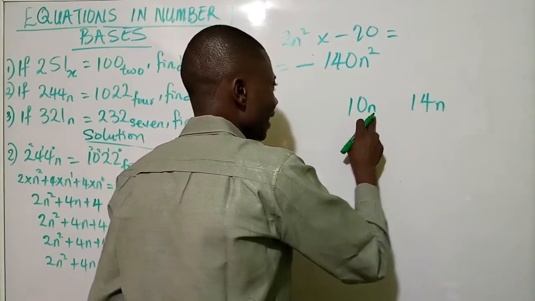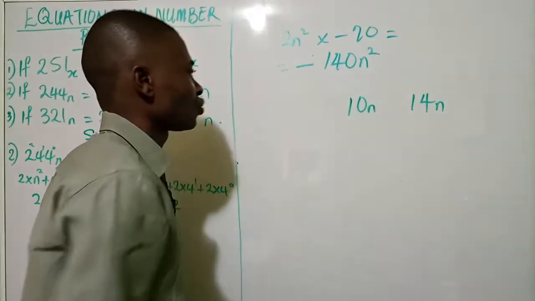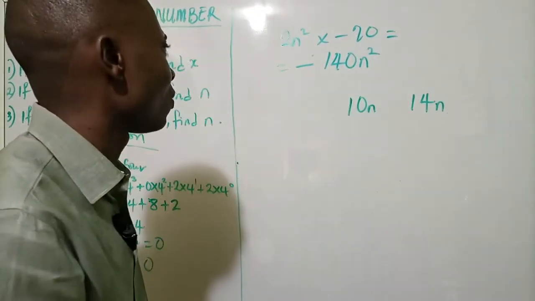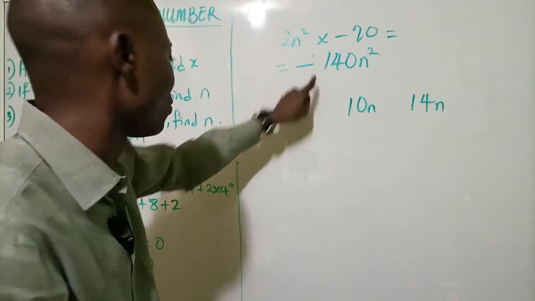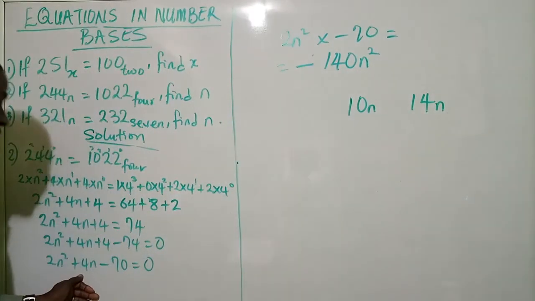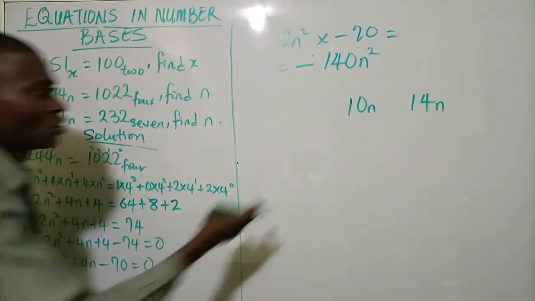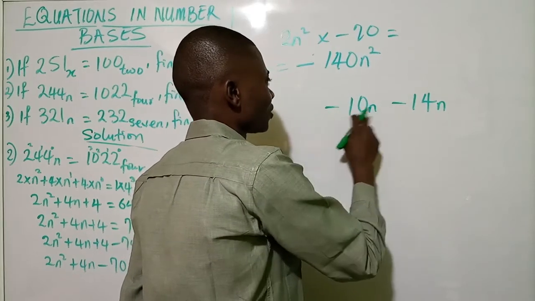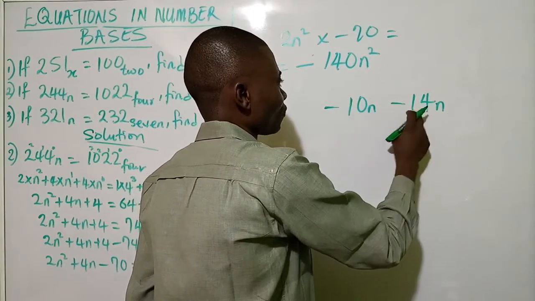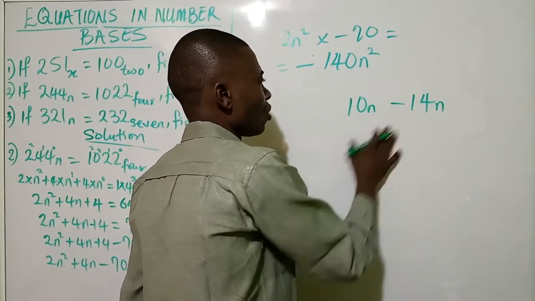Good. 10n times 14n will give us 140n squared. Now, you know this is minus here, so it's going to be minus. And then remember, when we add them together, we should get plus 4n. So where will we put our sign? If I put minus here, minus 10n times minus 14n will give me plus 140n squared. So both of them will not be minus.